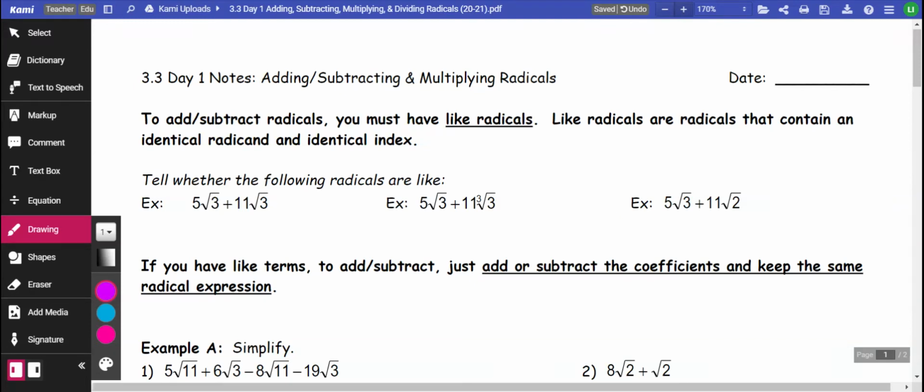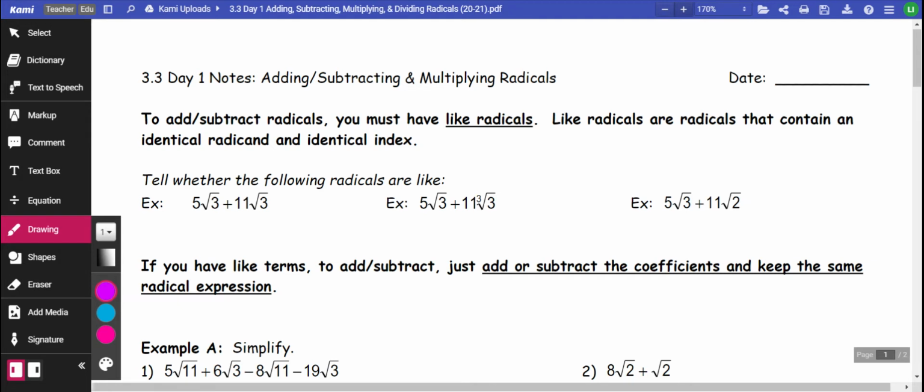Hey guys, today we're looking at 3.3, day 1, which is adding, subtracting, and multiplying radicals. So to add or subtract radicals, you must have like radicals. Like radicals are radicals that contain an identical radicand and identical index. Okay, so that means that we have square roots added together, cube roots added together, and then we have the same number or radicand underneath the root.